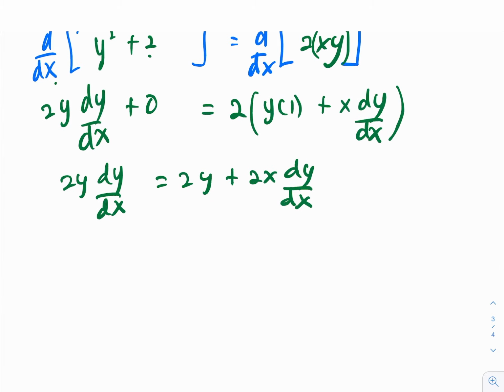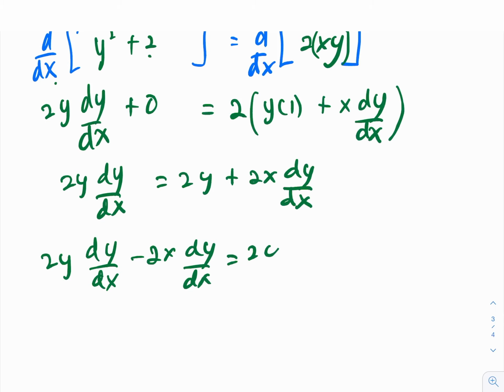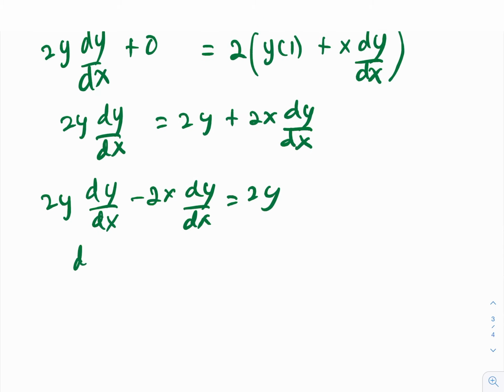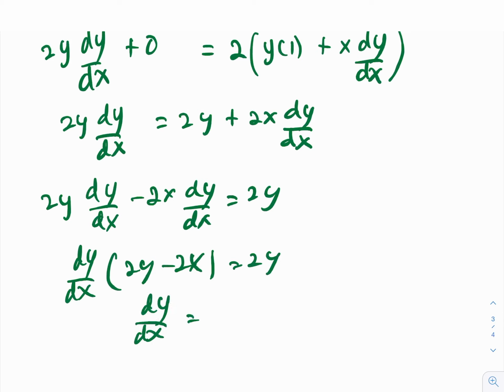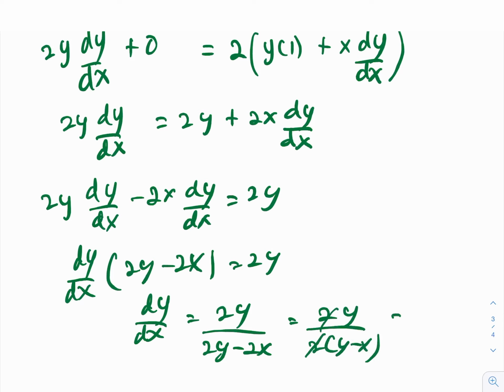And we can factorize and simplify this. We have 2y dy/dx minus 2x dy/dx equals 2y. And then we have to factorize our dy/dx. So we have dy/dx times (2y minus 2x) equals 2y. So dy/dx equals 2y over (2y minus 2x), or we can factorize the 2 and get y over (y minus x).